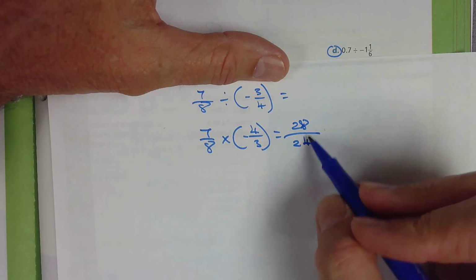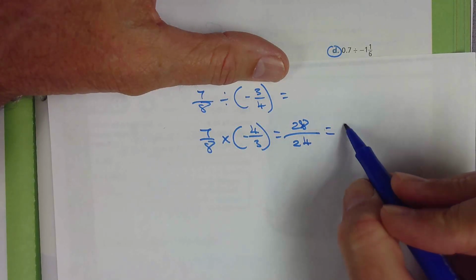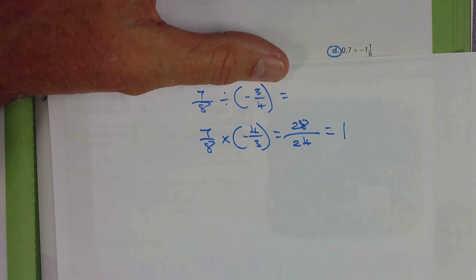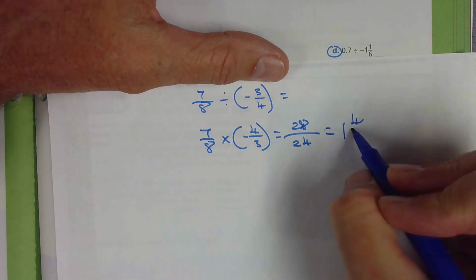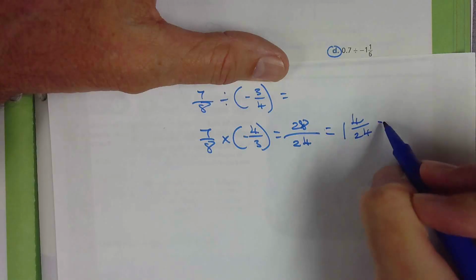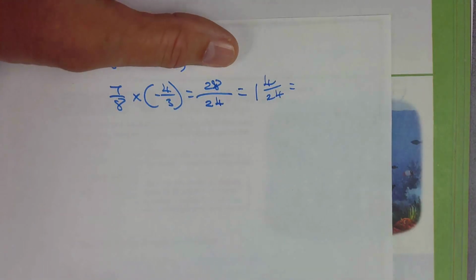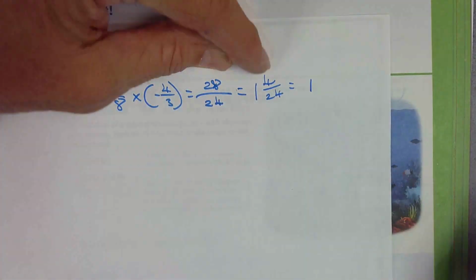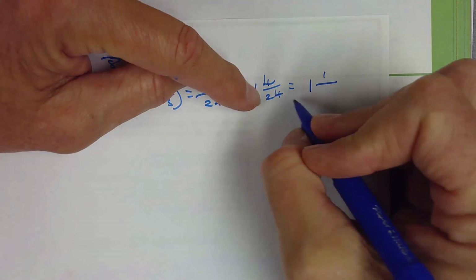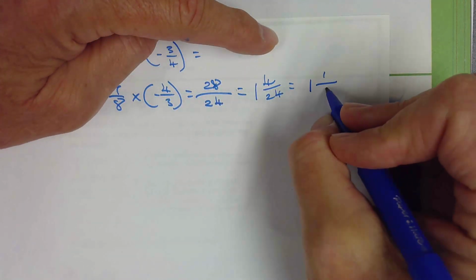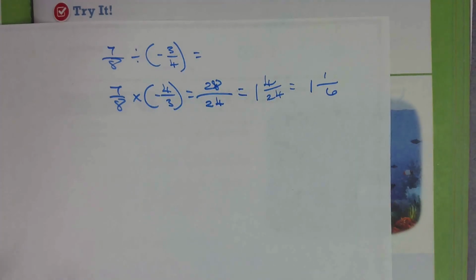So 24 goes into 28 how many times? Once. What's left over? 4 over 24. Can that be reduced? Sure can. 4 goes into 4 how many times? Once. And 4 goes into 24 how many times? 6 times. Okay. 1 and 1/6.